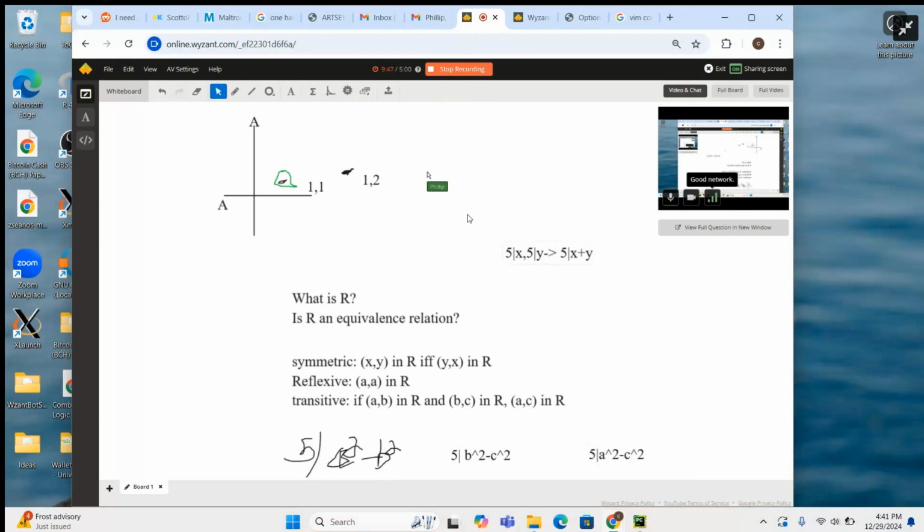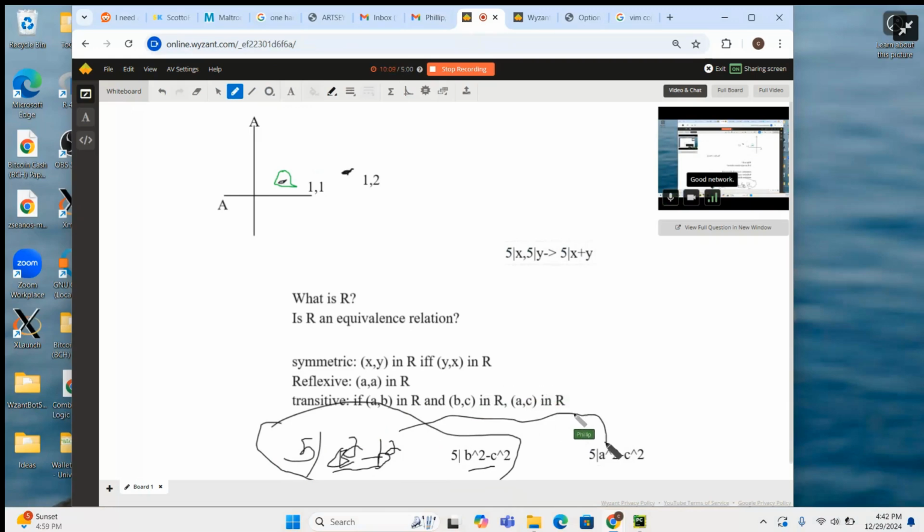How does that help? Well, we have these two right here. Say this is x, this is y: a squared minus b squared, plus b squared minus c squared. Adding these two, we actually get a squared minus c squared. This is our relation. And so we find that it is transitive. And so that concludes whether R is an equivalence relation.